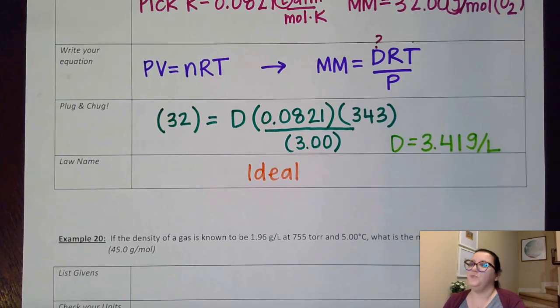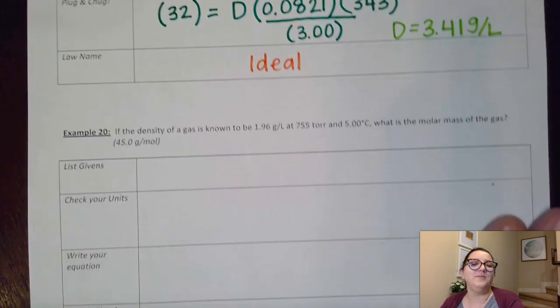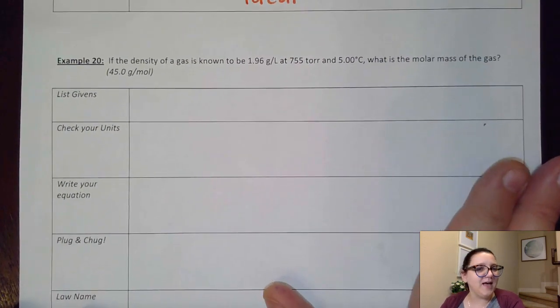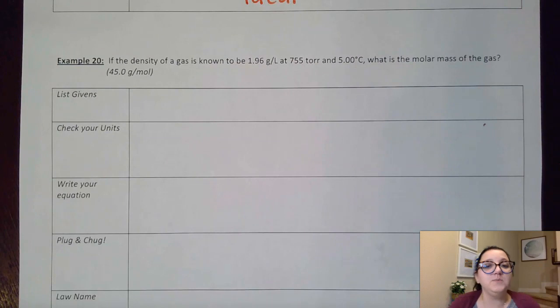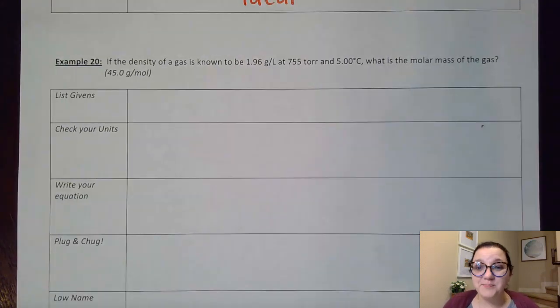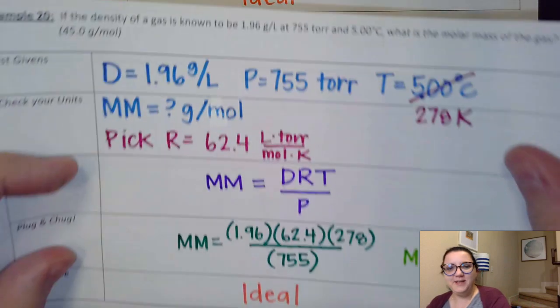All right, y'all, there's one last ideal problem here. It says if the density of gas is known to be 1.96 grams per liter at 755 torr and 5 degrees Celsius, what is the molar mass of the gas? So go ahead, pause the video, take a moment, see if you can try it out. Okay, did you pause it? Did you try it out? I sure hope you did. Let's check and see how we did.